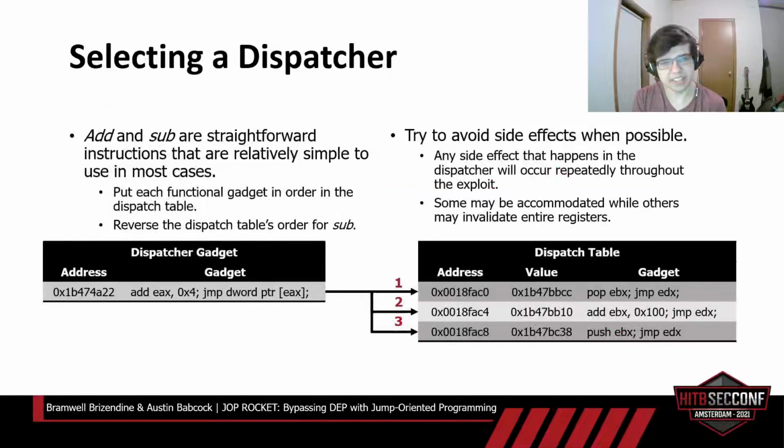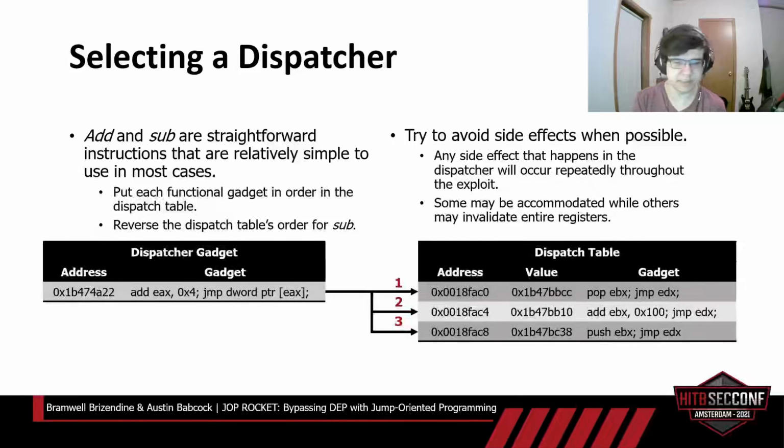On the topic of selecting a dispatcher, we were talking earlier that modification to our dispatch table has to be predictable, and what's more predictable than adding or subtracting the same value every time? So these are nice dispatchers to use. We're just going to put all of our functional gadget addresses in our dispatch table in a row.